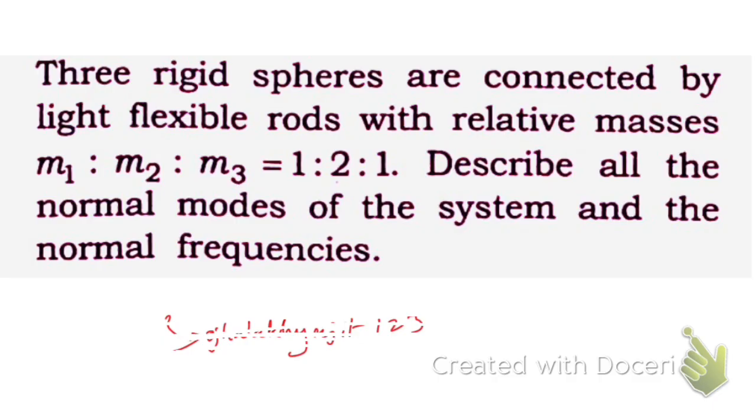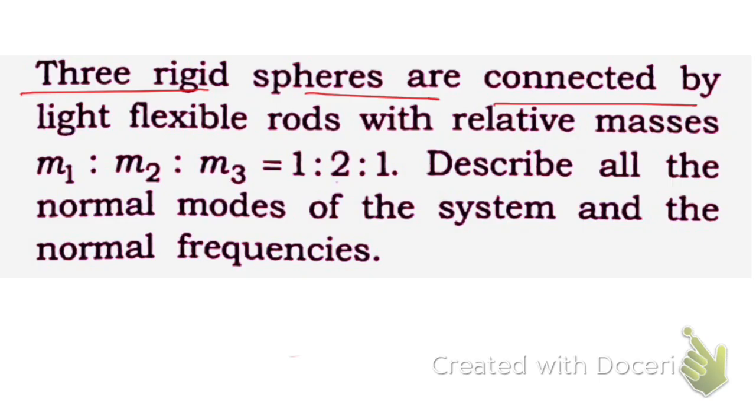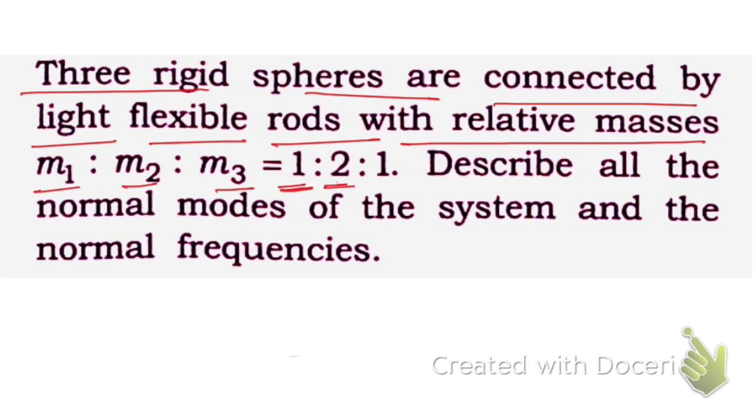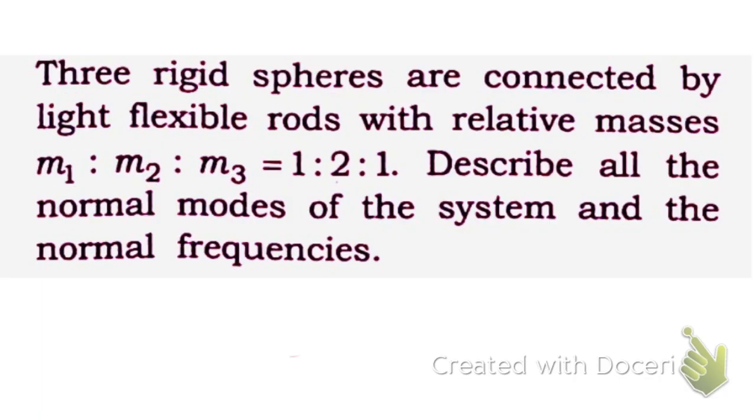Now you see, what is the question here? Three rigid spheres are connected by light flexible rods with relative masses m1, m2, m3, and these are in the ratio 1:2:1. Describe all the normal modes of the system and the normal frequencies. So here we're going to consider the three spheres.